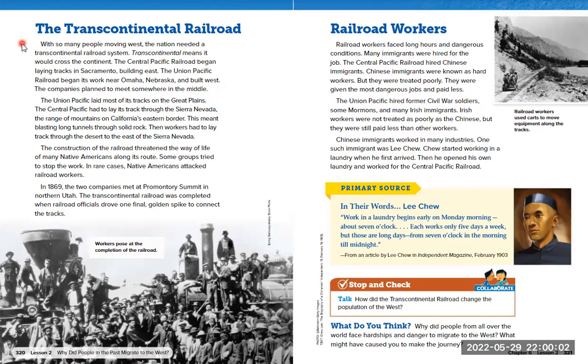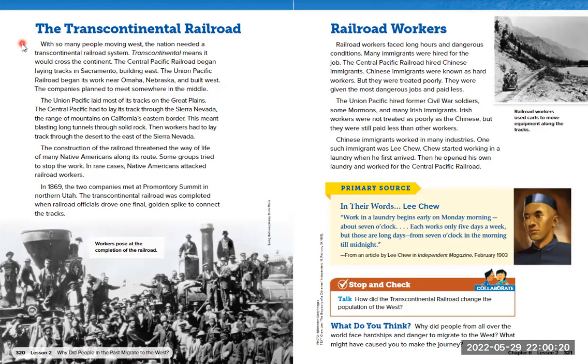Railroad workers faced long hours and dangerous conditions. Many immigrants were hired for the job. The Central Pacific Railroad hired Chinese immigrants. Chinese immigrants were known as hard workers, but they were treated poorly. They were given the most dangerous jobs and paid less.